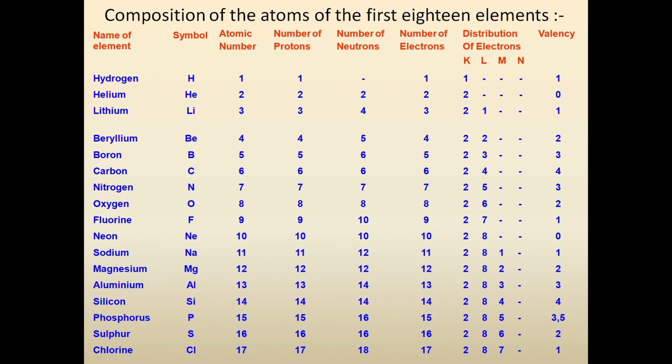And if it has octet configuration, then valency will be 0. Now what is the meaning of octet configuration? Remember, octet configuration means the outermost shell is having 8 electrons, it is stable, it is inert, it will not react with any other element. For example, we have helium, we have neon, we have argon. They do not react with other elements because their valency is 0. So other topics we will be taking in the next video.